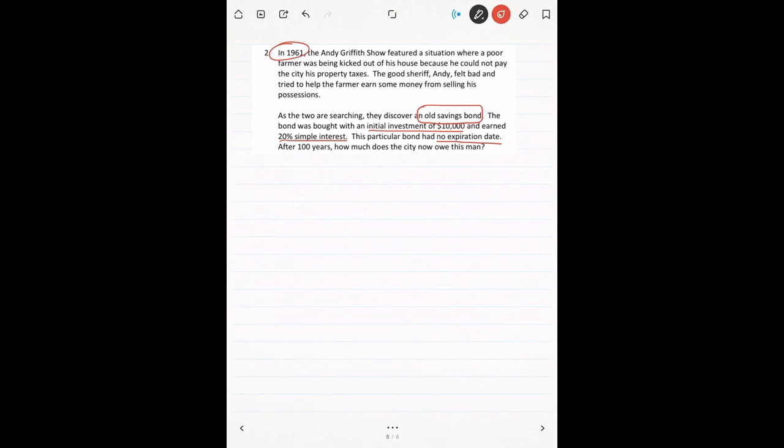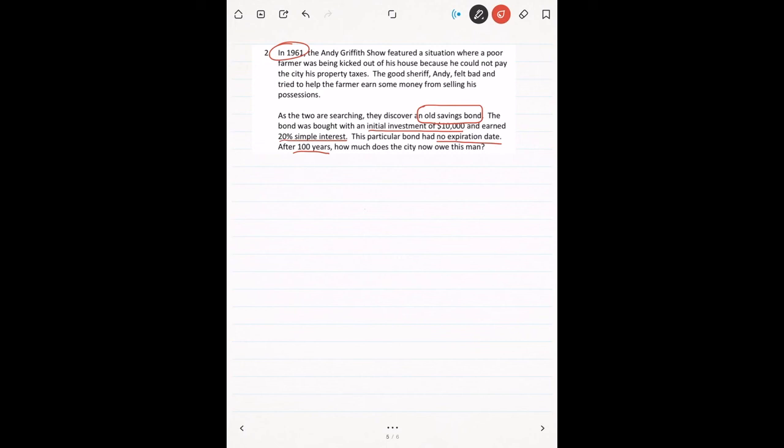So this bond has been in his family for 100 years. It was purchased back in 1861 from the city of Mayberry. And the writing on it says the bondholder can go into the town treasury office and hand this bond in, and the city of Mayberry will now owe this person how much money? How much money is this old poor farmer now owed by the city of Mayberry?